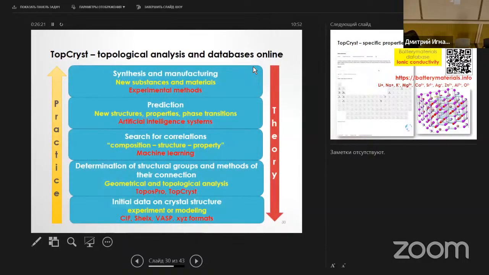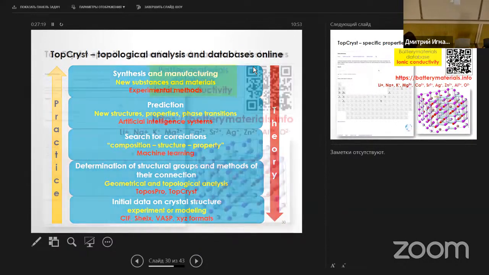And in general, ToposPro and TopCryst also give you information about all structures which were determined in the world, and using this information you can find the relations between different structures, find correlations between composition, structure, and property, which is the most important for practice, to predict property from a given structure. And backward, we can then use this new data, which the user provides us, to add this data to our databases, to grow our data. And this also can be done in an automatic way.